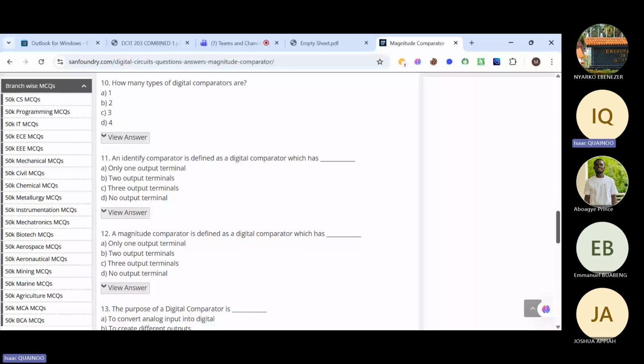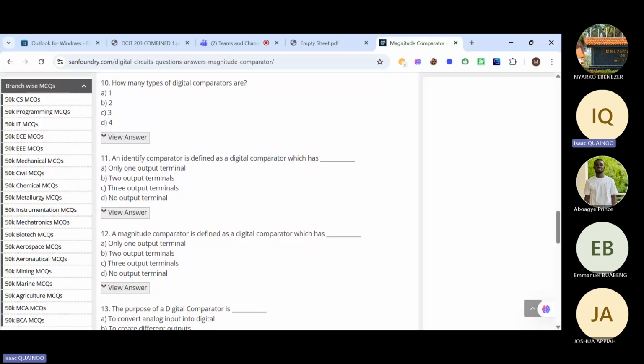Please, how many types of digital comparators do we have? A1, B2, C3, and D4. I think we've not discussed this. We have two types of digital comparators. We also have something we call the identity comparator. The identity comparator is nothing different. It only checks if two numbers are equal.